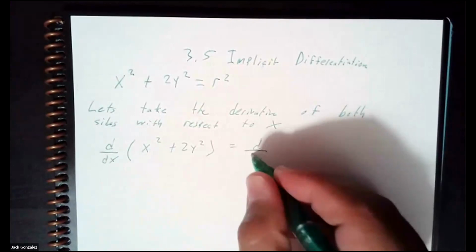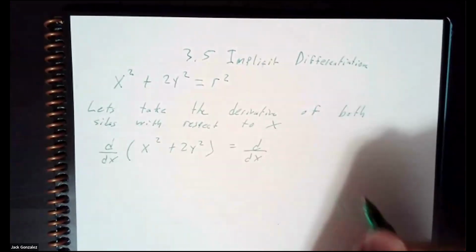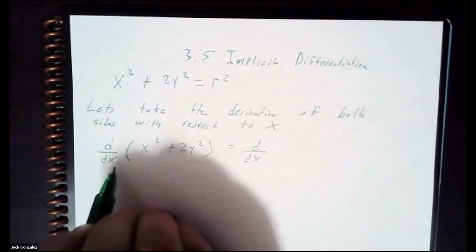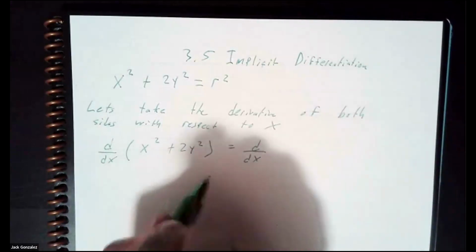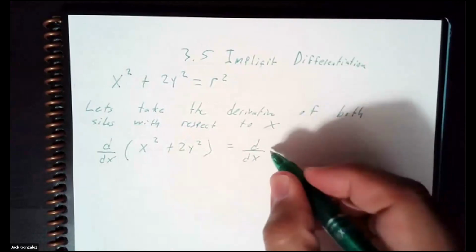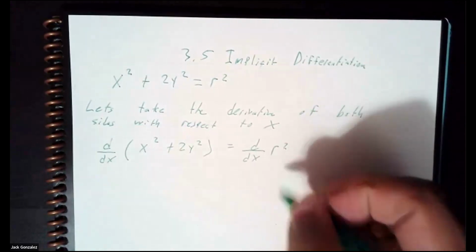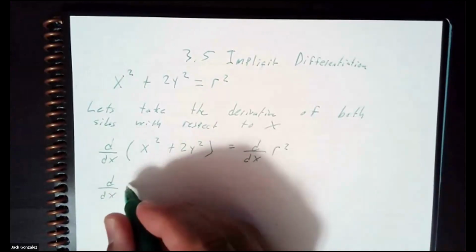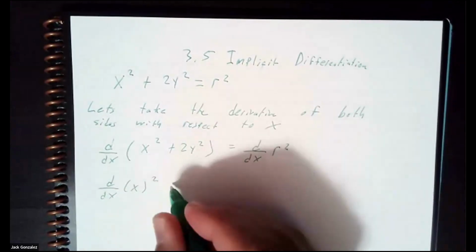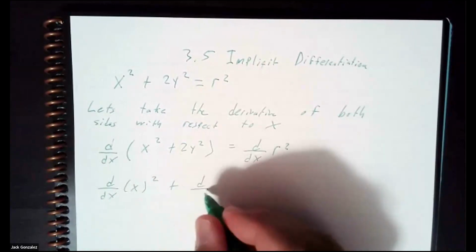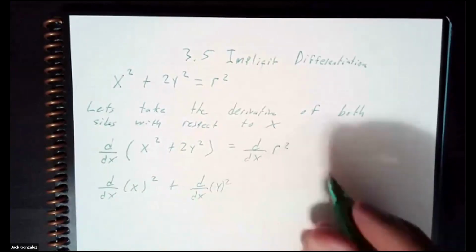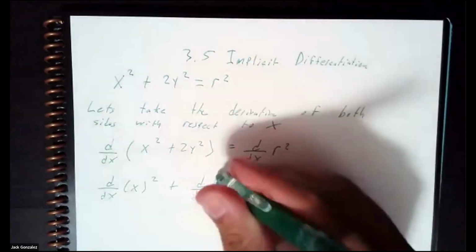d dx. So I can't use the prime anymore or the quote because you need to know which derivative with respect to what variable I'm doing. If I want to do y or r, I have to write it. So d dx of x squared plus d dx of y squared. You don't really need the parentheses. Oh, forgot the two.